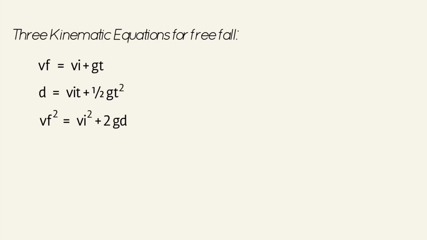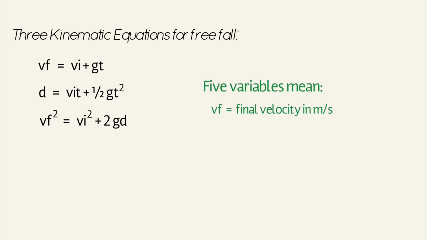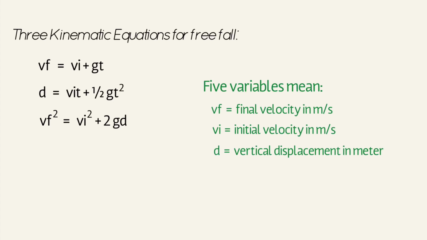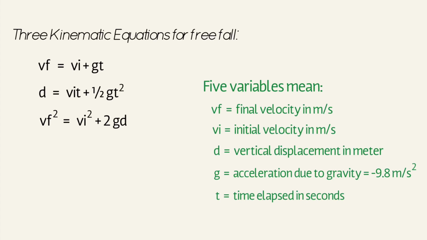The three kinematic equations for free fall will become Vf is equal to Vi plus Gt. D is equal to Vit plus 1/2 Gt squared. And Vf squared is equal to Vi squared plus 2 Gd. And the five variables will be Vf for final velocity in meters per second, Vi for initial velocity in meters per second, D for vertical displacement in meters, G for acceleration due to gravity, which is equal to negative 9.8 meters per second squared, and T for time elapsed in seconds.